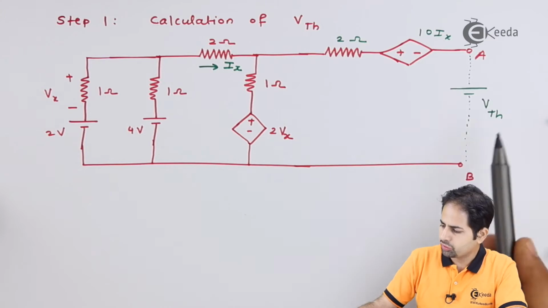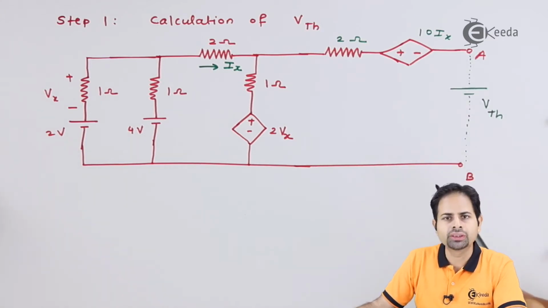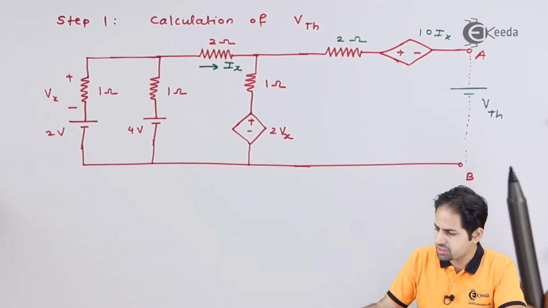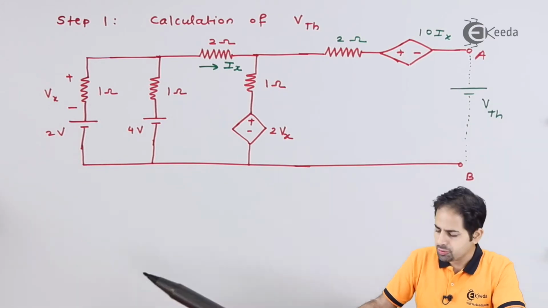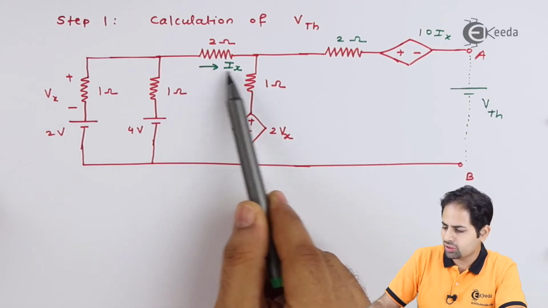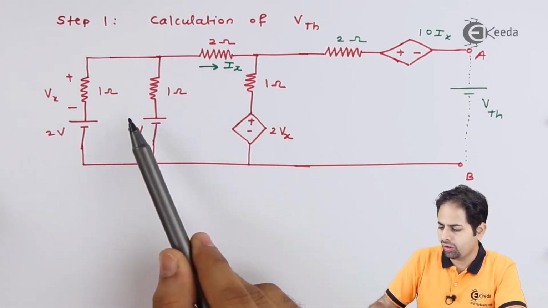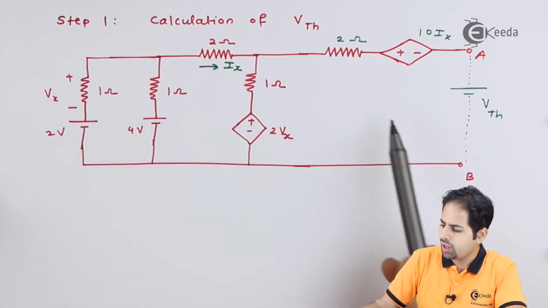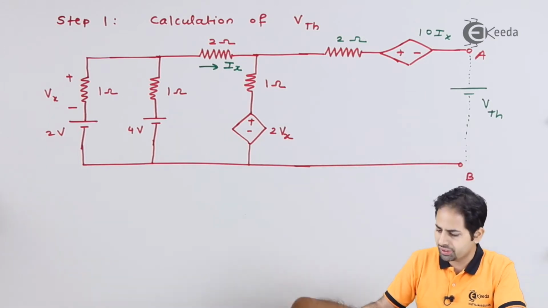So first we can note few things. First of all, this A and B is open circuit. So we have to find the voltage between this A and B, which is called VTH. There is something called Ix here, and that Ix is also here in this second loop. We can call this loop 1, loop 2, and loop 3. Loop 3 is open circuited.